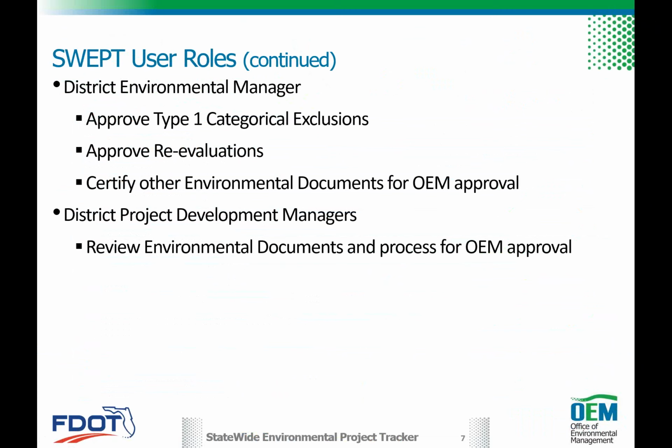So that was the two main roles, the data entry and the project manager. The other roles, like the district environmental manager, have a higher level of authority, so they can do everything the data entry person and the project manager can do. But they also have an additional responsibility: just like all districts could always approve type 1 categorical exclusions, that stays in the district. It's just done electronically now.